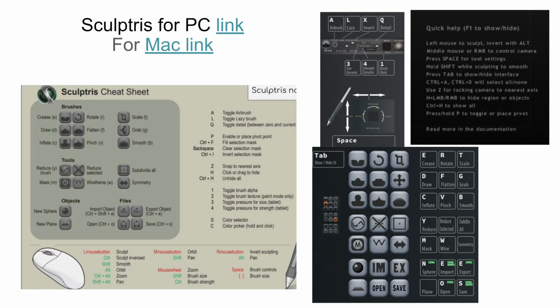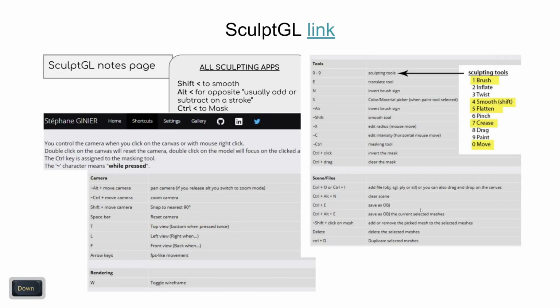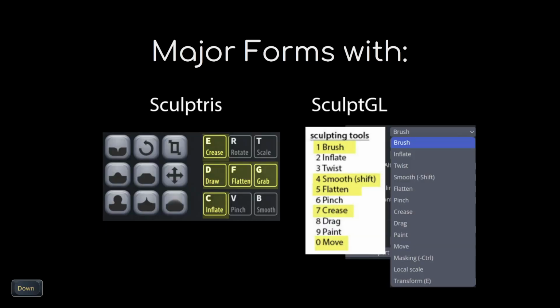I'm going to use Sculptris. You have to download it, and SculptGL. So Sculptris for the Mac or PC, link still available. Here's the shortcut keys, and SculptGL is a free browser-based software that is wonderful, and the newer, better version for the iPad with the Apple Pencil is Nomad Sculpt.